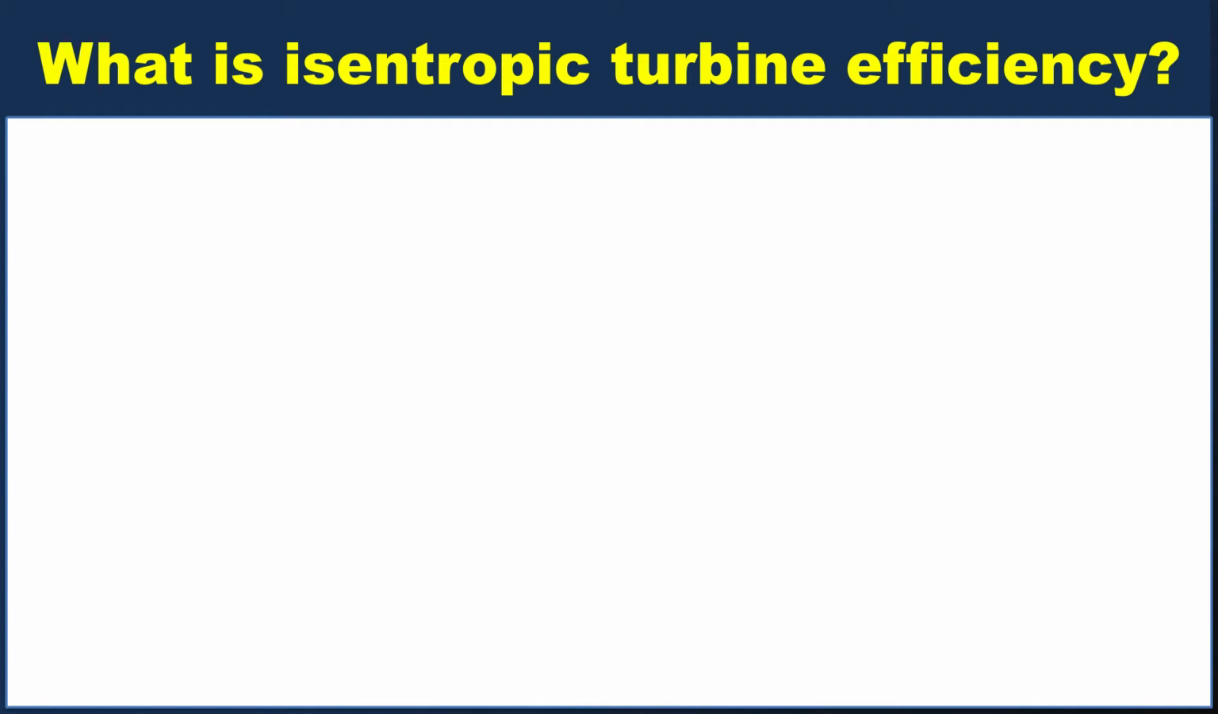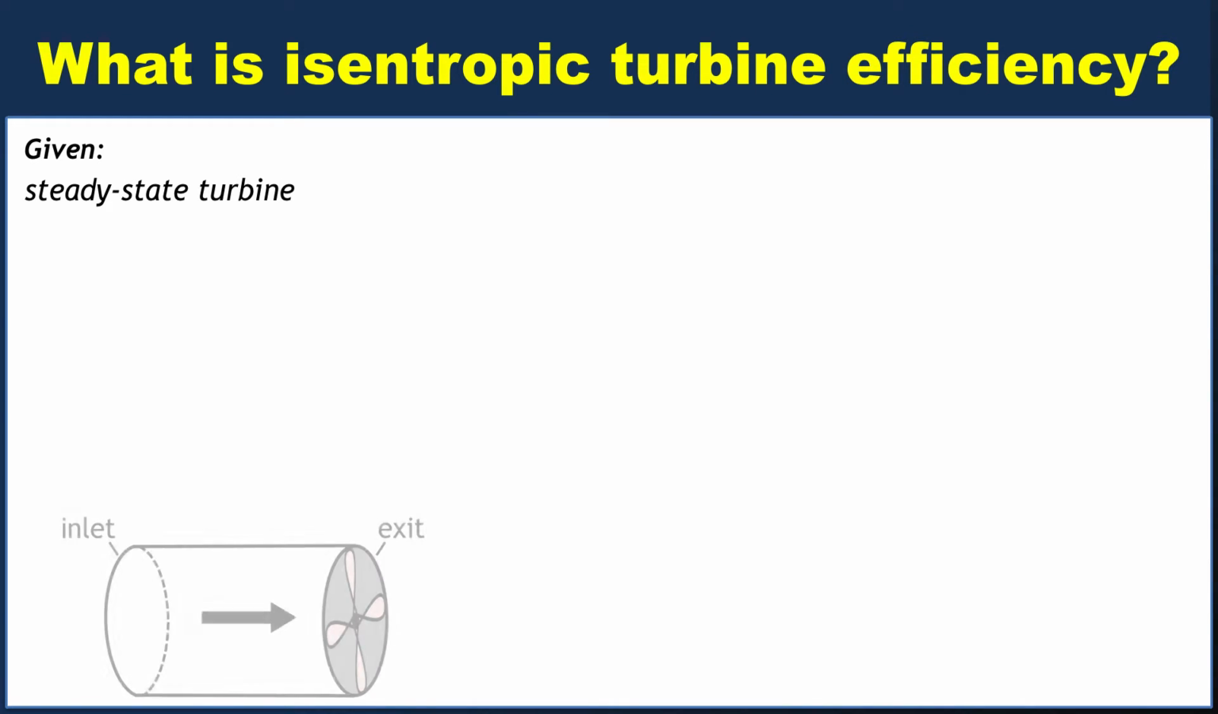Let's consider a problem where we want to compute the isentropic turbine efficiency. So you can imagine that we're given some steady state turbine, and the idea is that we want to compare our turbine, shown there, with an isentropic turbine. So basically we want to know how well our turbine compares to an isentropic one, and we'll cast that in terms of an efficiency.